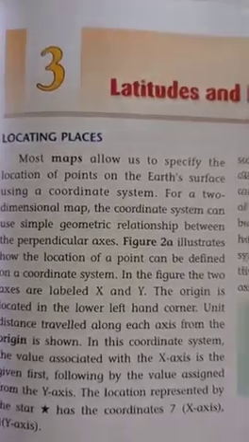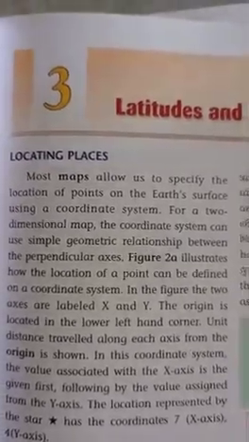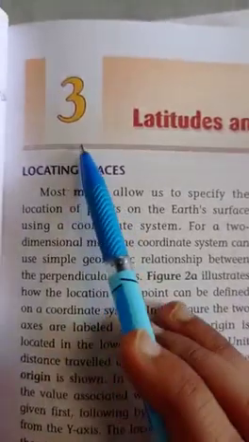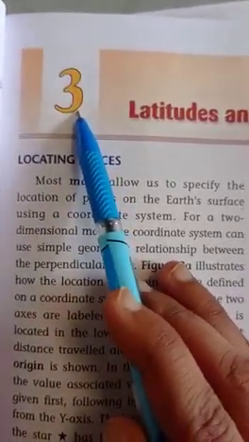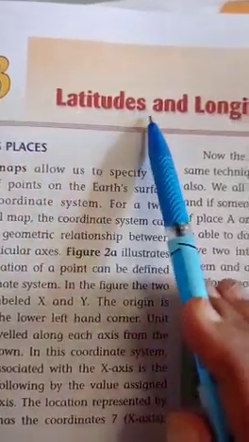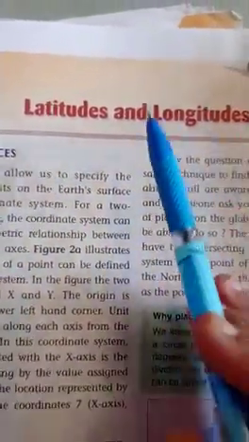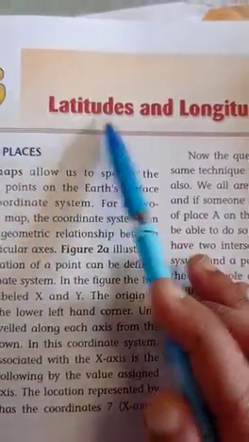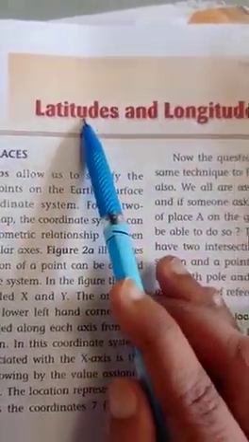Good morning, students. Today I am going to start Geography, chapter number 3 of Standard 6. The chapter name is Latitudes and Longitudes. Firstly, I will tell you the meaning of latitudes.